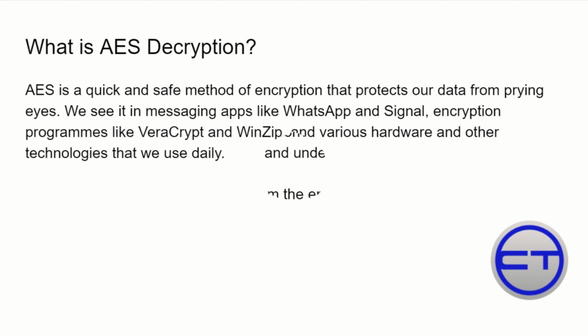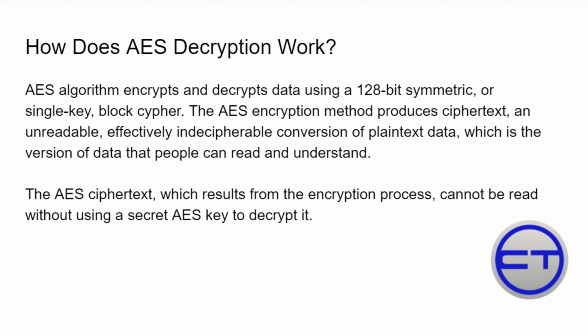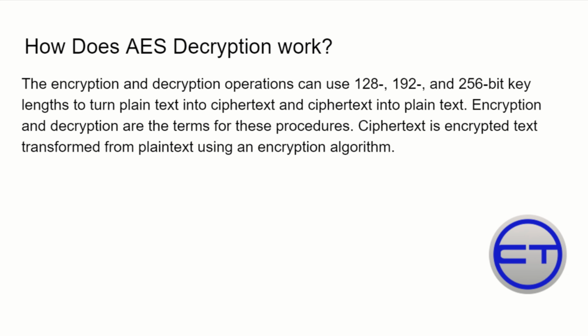The AES ciphertext, which results from the encryption process, cannot be read without using a secret AES key to decrypt it. The encryption and decryption operations can use 128, 192, and 256-bit key lengths to turn plain text into ciphertext and ciphertext into plain text. Encryption and decryption are the terms for these procedures. Ciphertext is encrypted text transformed from plaintext using an encryption algorithm.